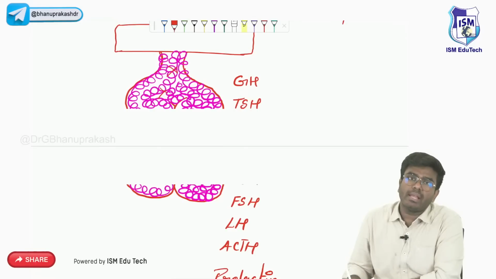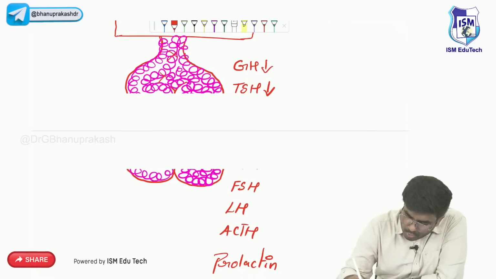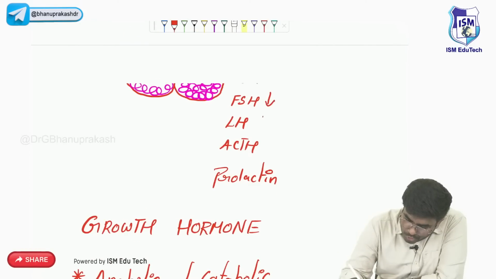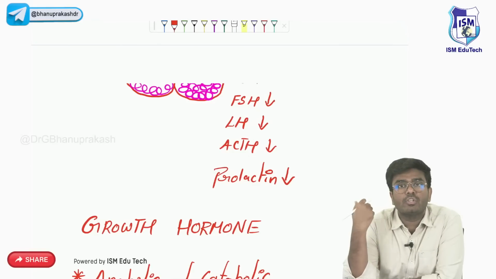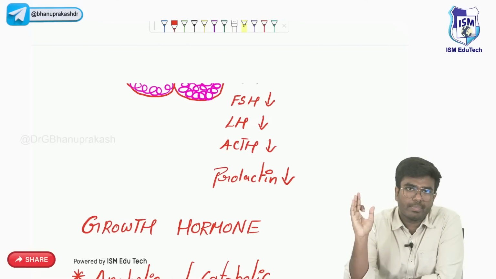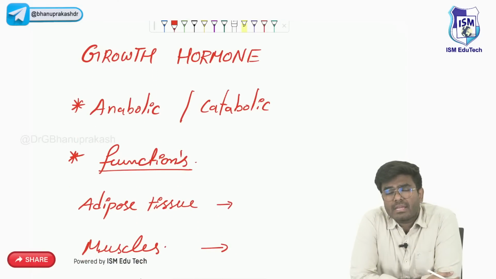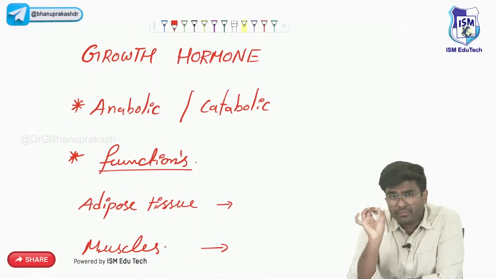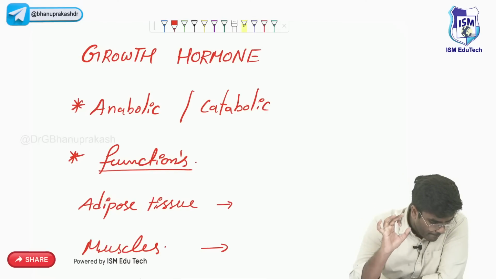Now in Sheehan syndrome, what happens? All the hormone levels go down. Growth hormone level goes down, thyroid stimulating hormone goes down, follicle stimulating hormone, luteinizing hormone, ACTH, prolactin, every hormone is going down because the entire pituitary gland is gone. Okay, so this is what you should know regarding Sheehan syndrome. The definition is important. Postpartum necrosis of the pituitary gland is called Sheehan's syndrome.